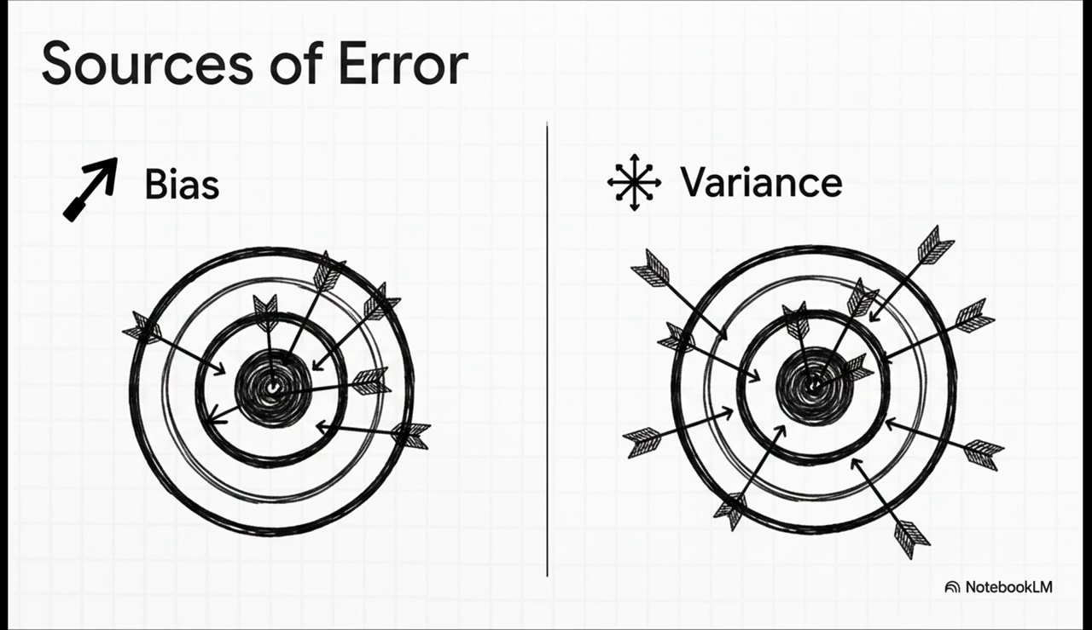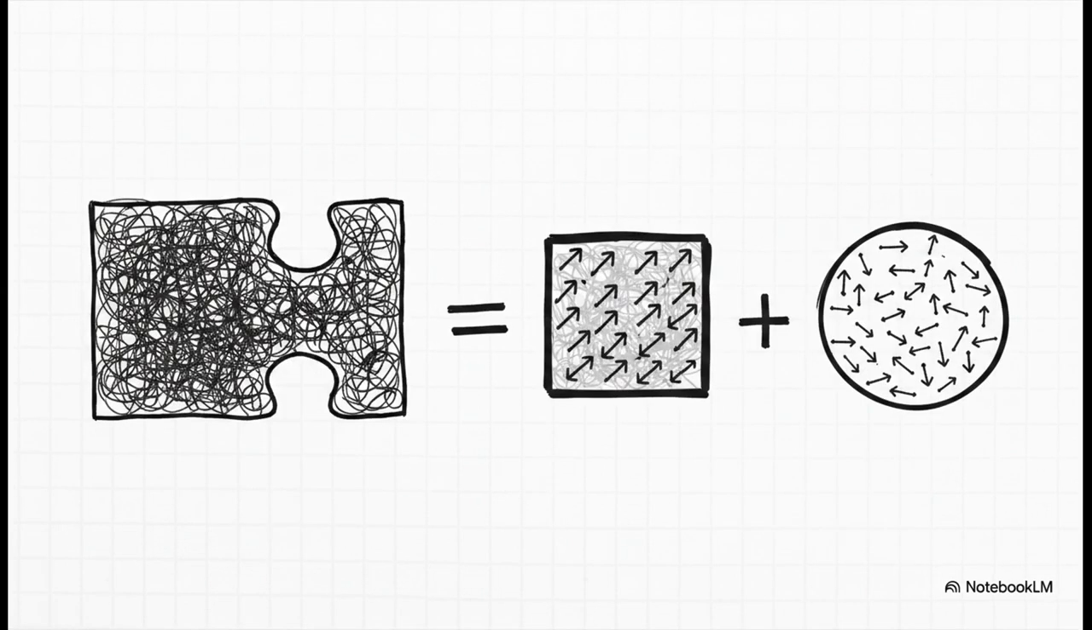Then, on the other hand, you have variance. This is more like having a really shaky hand. Your shots are all over the place. Maybe they're centered around the target on average, but each one is imprecise and totally unreliable. And here's the really beautiful part. The total expected error of our guess, what's called the mean squared error, can be broken down perfectly into these two components. It's just the bias squared plus the variance.